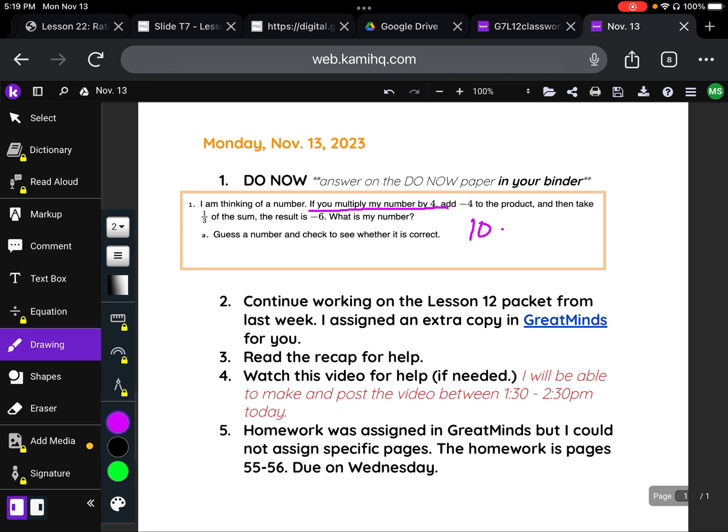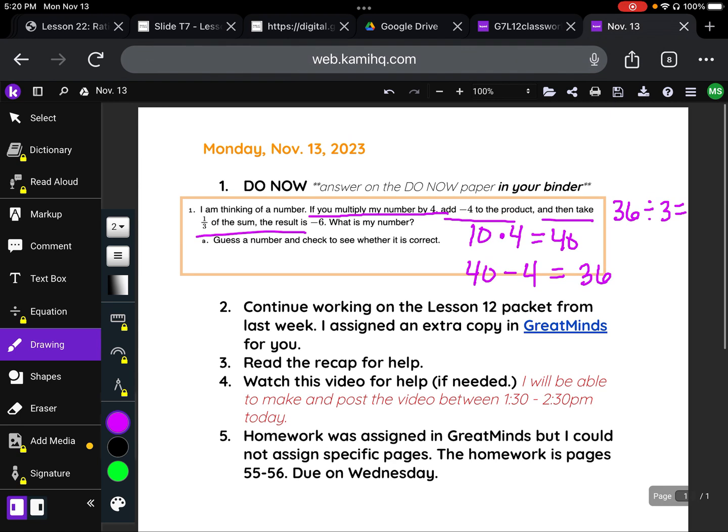So 10, you multiply the number times 4. Okay, well, that's 40. And then what? Add -4 to the product. So 40 minus 4, or 40 plus -4, is 36. And then take a third of the sum. So take a third of 36. That's like multiplying by a third or dividing by 3. So 36 divided by 3 is 12. And did we get the answer of -6? No, of course not. We got the number 12.